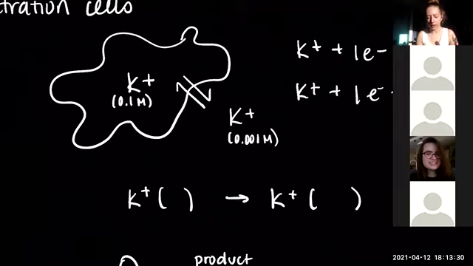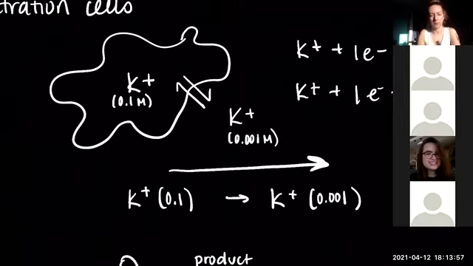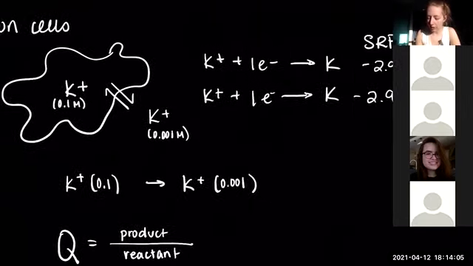So the logic here is that if we're trying to reach equilibrium, we want to start with the higher concentration and give those ions to the lower concentration area. You know what I mean? It's very concentrated K plus here, and we want to drive that toward equilibrium. So hopefully that makes sense, the reasoning behind which one should be in the products, which one should be in the reactants.